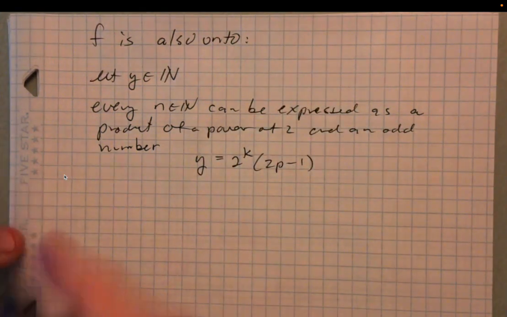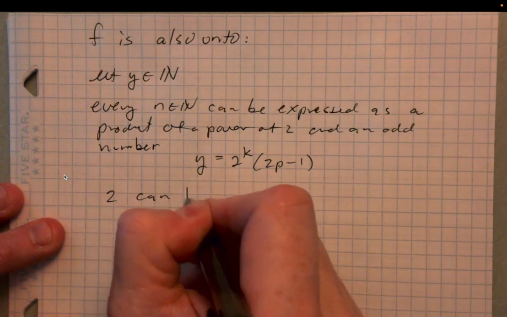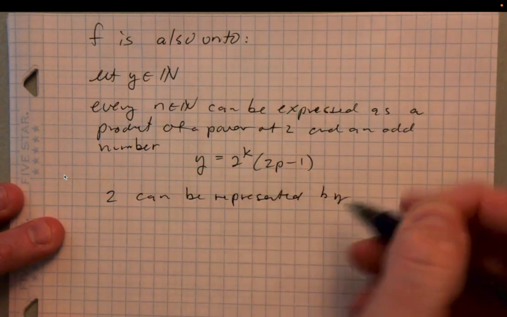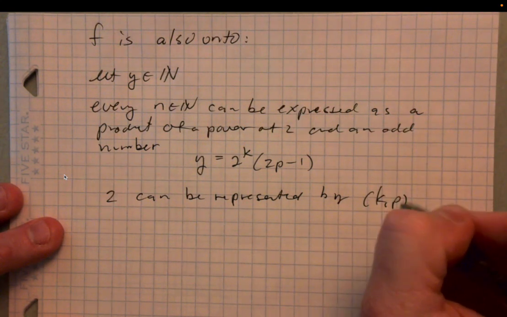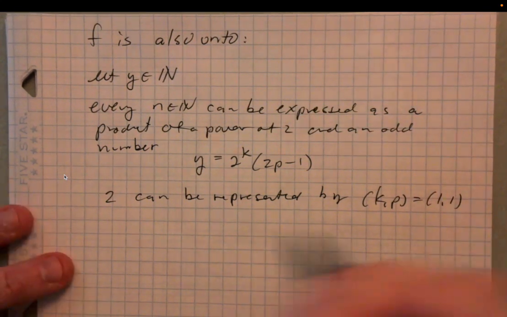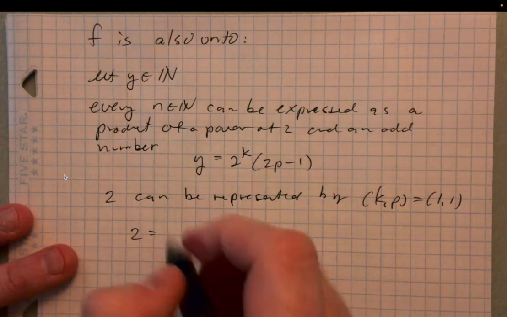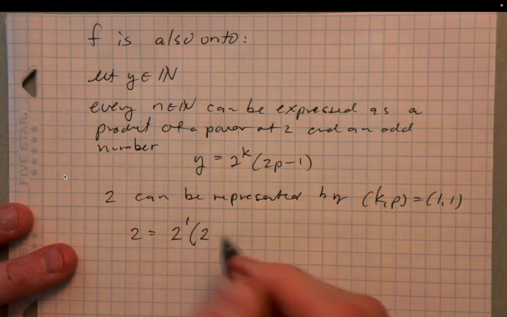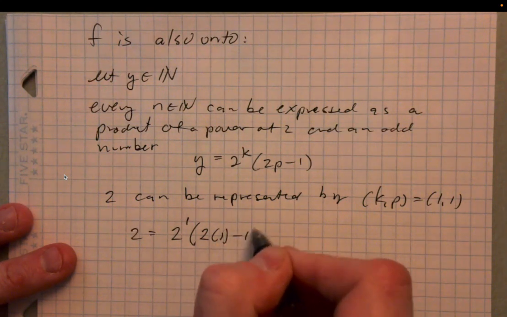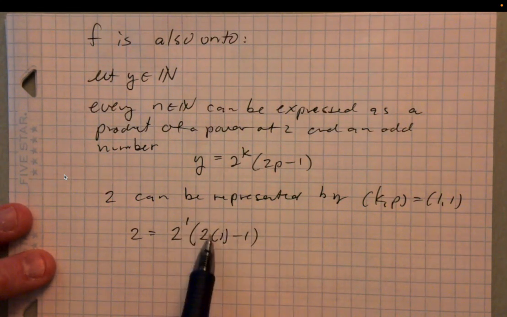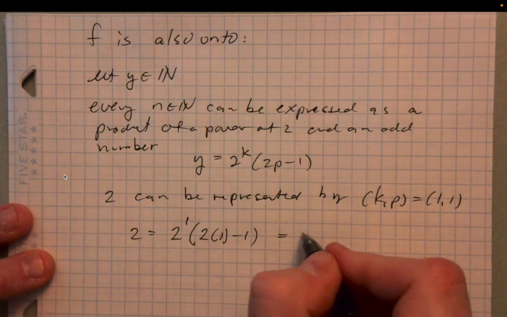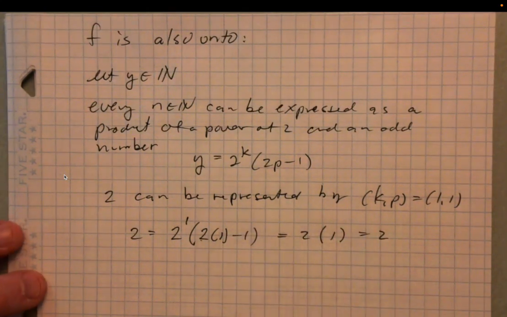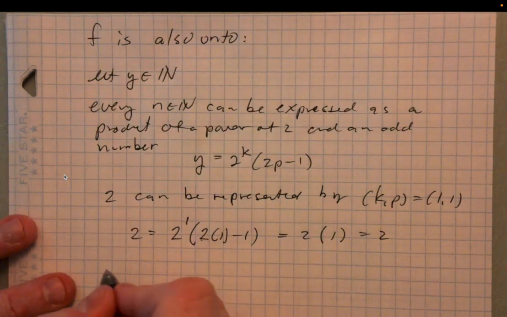Right, let's see an example. So 2 can be represented by k comma p equals 1 comma 1. Specifically, 2 is equal to 2 to the first power times 2 times 1 minus 1. So putting 1 in for k and 1 in for p, and so what do I get here? I get 2 times 2 minus 1, which is 1, right? So 2. And we'll just do one more just so you can see.